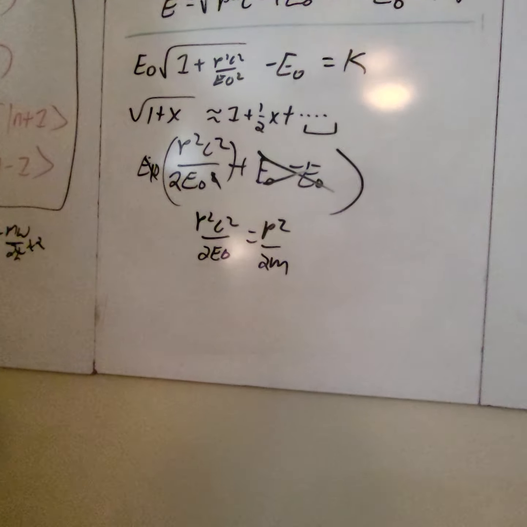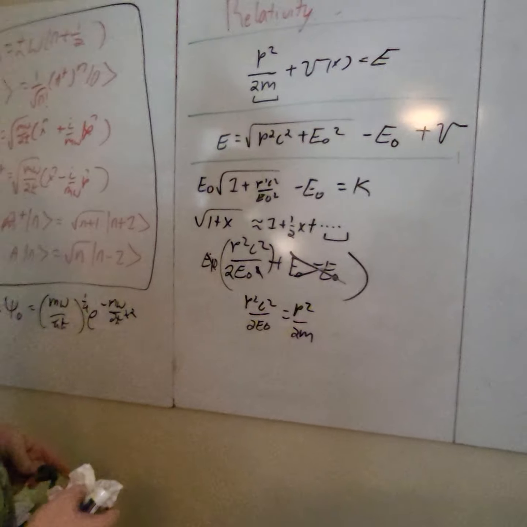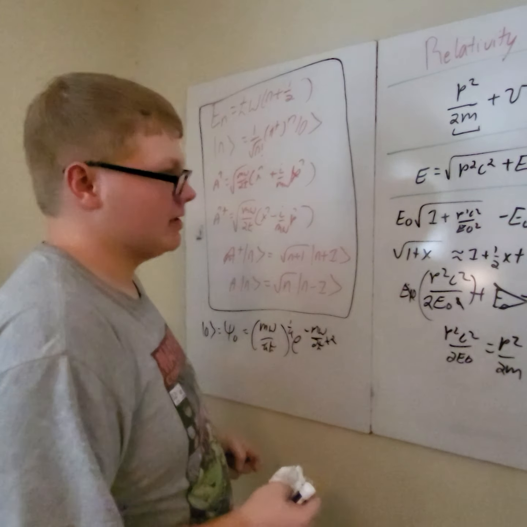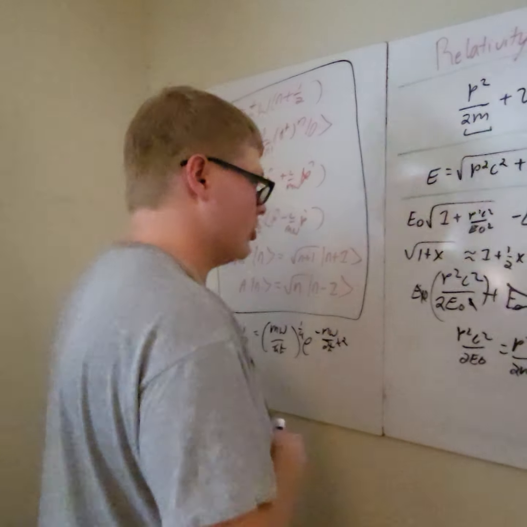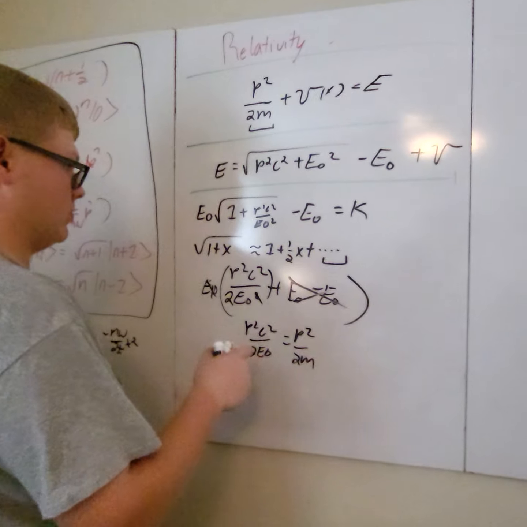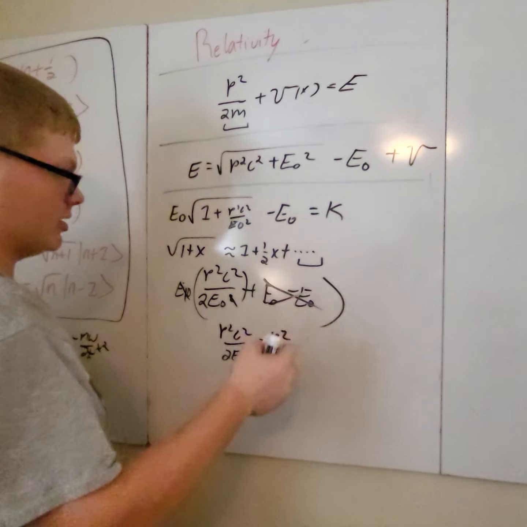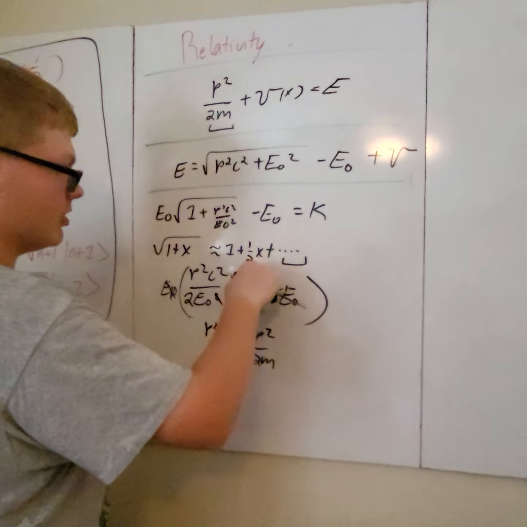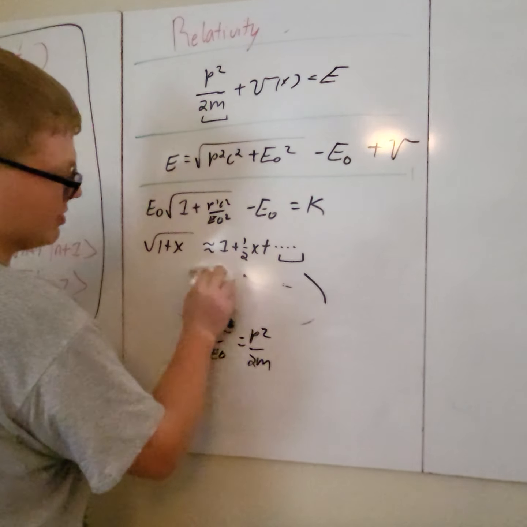But what if we want to consider when it's moving at pretty quick speeds, not like close to the speed of light, but way closer than normal? That p squared c squared over E sub 0 squared is not going to be quite as small, and we have to include more corrections than just the 1/2 x to give us a relativistic correction.